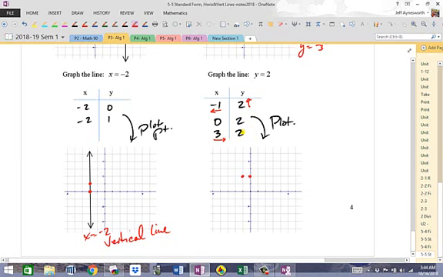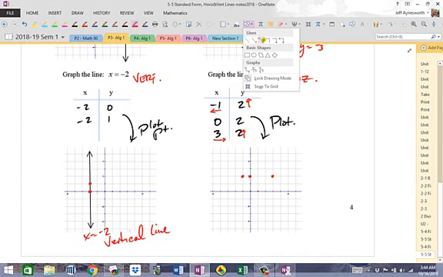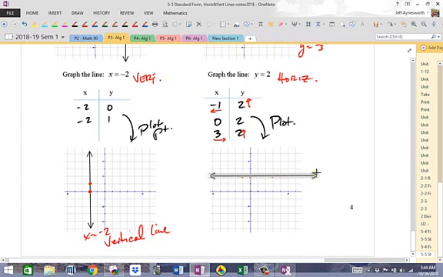And guess what? They all lie horizontally. So this is horizontal, and this is vertical. So take your straight edge out and draw your last line. So that's horizontal at y equals 2. And that's all you do, pick a few points and graph. You need at least 2 points, because the fewest number is 2.